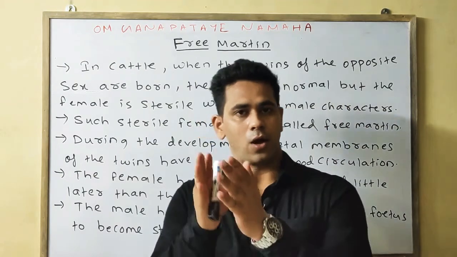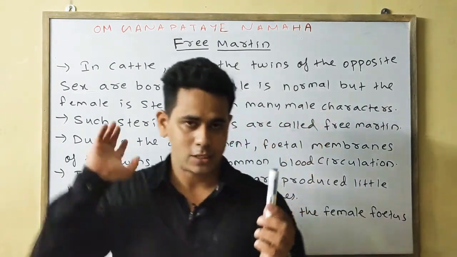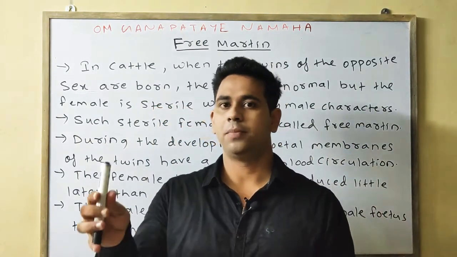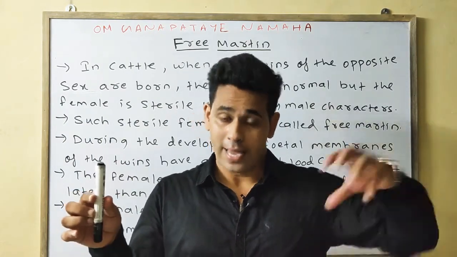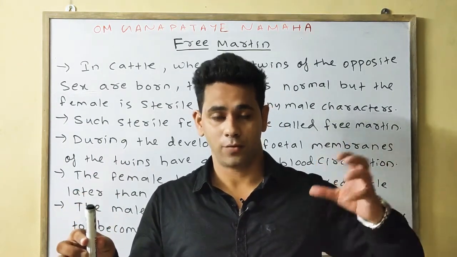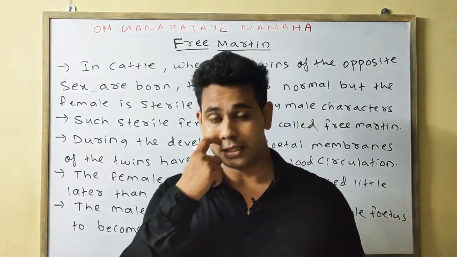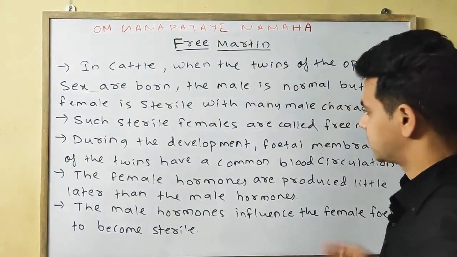It means opposite-sex twins are born, in the case of cattle, in which the male one is normal, but the female one is sterile, meaning it is not capable of reproducing, and also has many male characteristics. That sterile female is nothing but the freemartin. Okay, please note down.